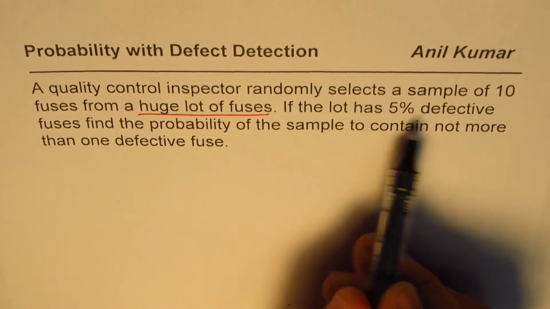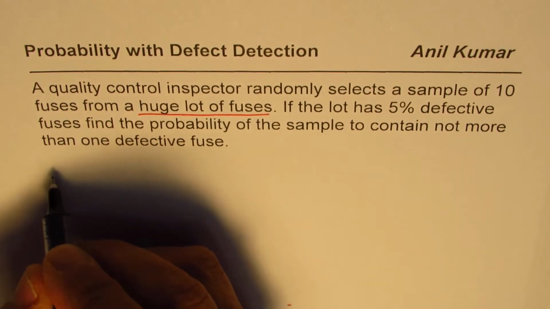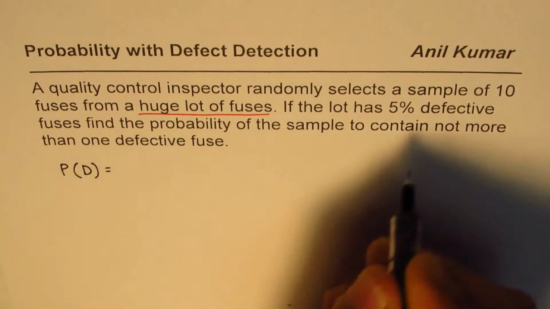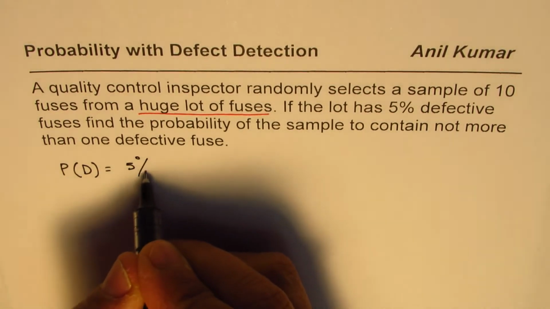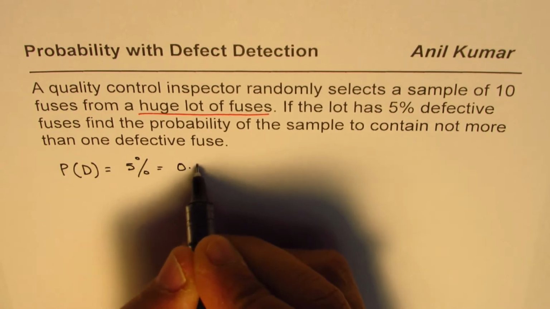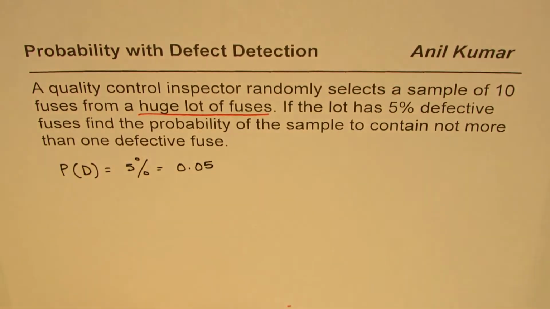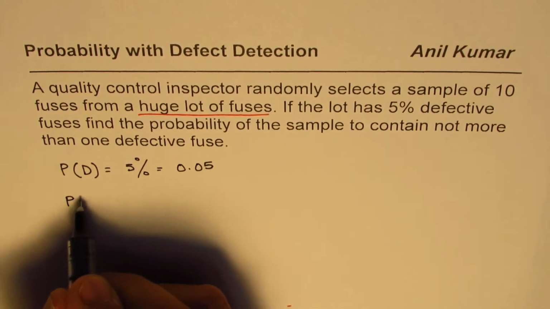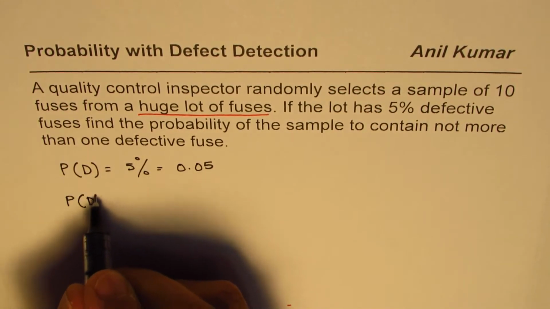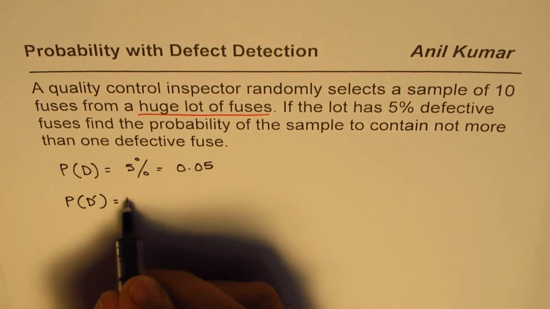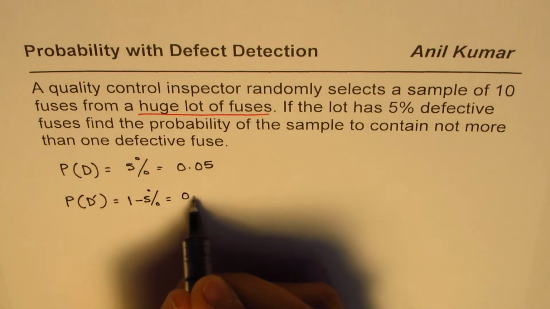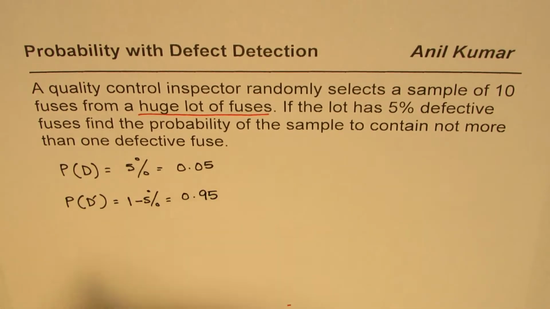If the lot has 5% defective fuses, that means a probability of, let us say, defective fuses is given to us, which is 5%. So in decimals, you could write this as 0.05. So that also gives you the probability of good pieces, not defective. We could write as D prime, which will be 1 minus 5% or 95% or 0.95. So that is the probability of selecting a good piece.